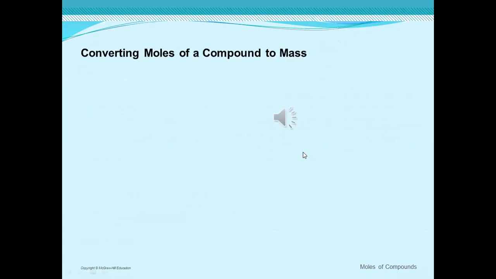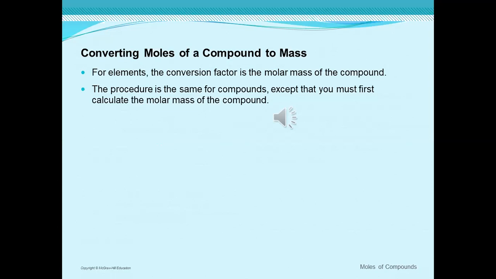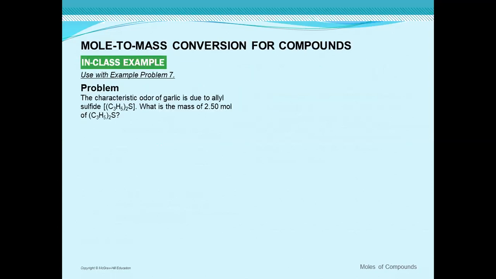After that, this is a conversion of moles to mass: converting moles of a compound to mass. For elements, the conversion factor is the molar mass. The procedure is the same for compounds, except that you must first calculate the molar mass of the compound.